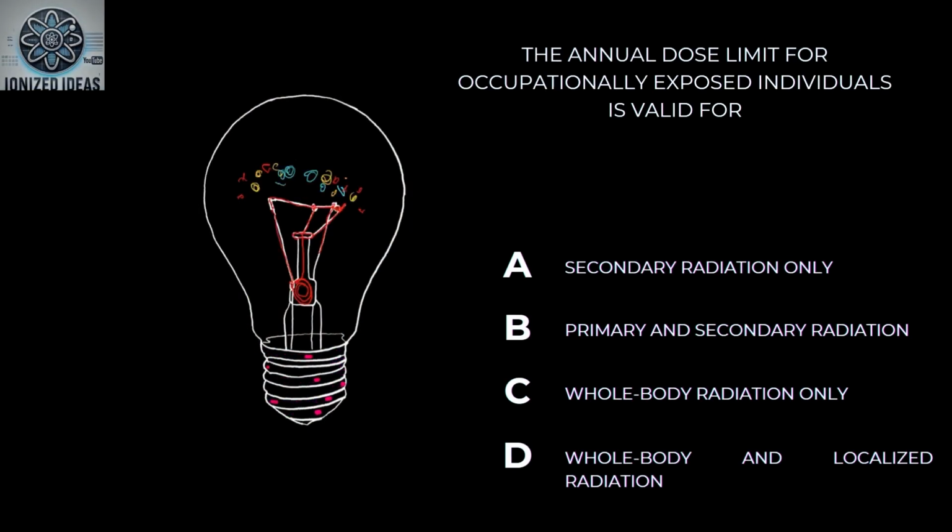The annual dose limit for occupationally exposed individuals is valid for A. Secondary radiation only. B. Primary and secondary radiation. C. Whole body radiation only. D. Whole body and localized radiation.